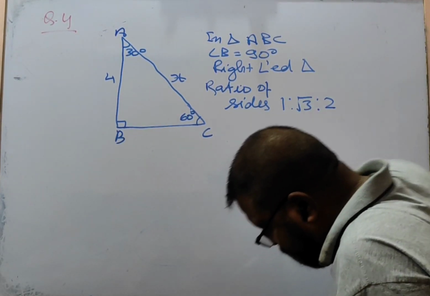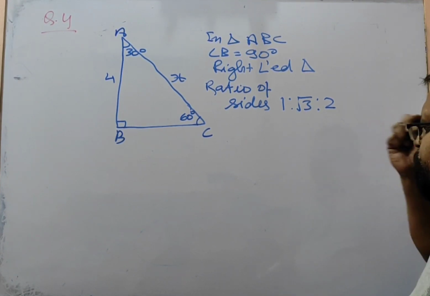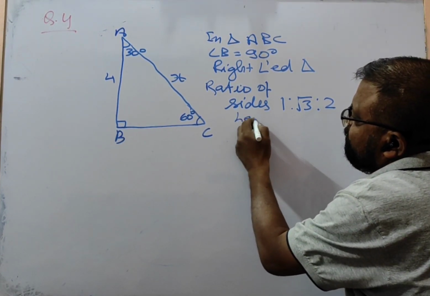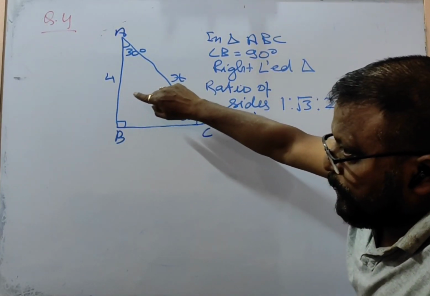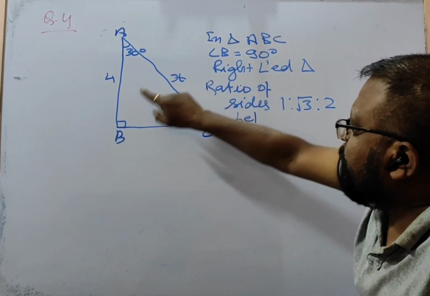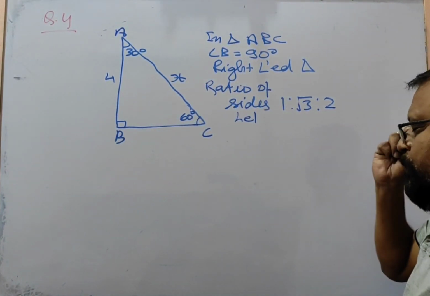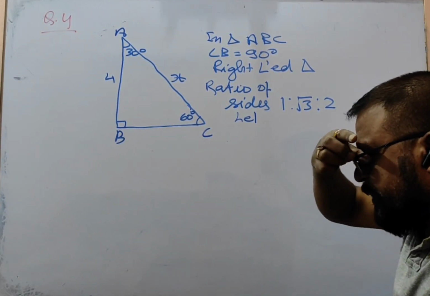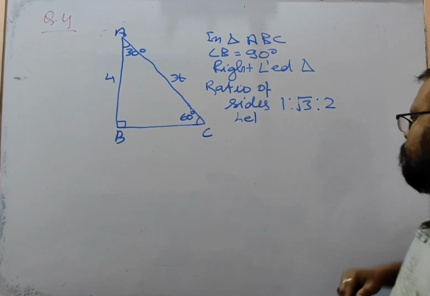So this is the ratio. Actually, when two sides are known, then we can get the third side. But if one side is known, we cannot get the other two sides. But there is a given ratio, right? There is a given ratio that in a triangle where one angle is of 60 degree, another angle of 30 degree, then they are in a ratio of 1 is to root 3 is to 2, right?